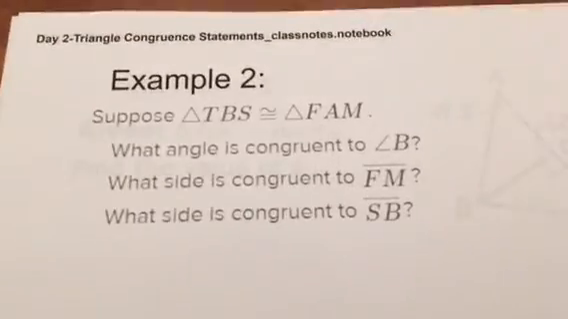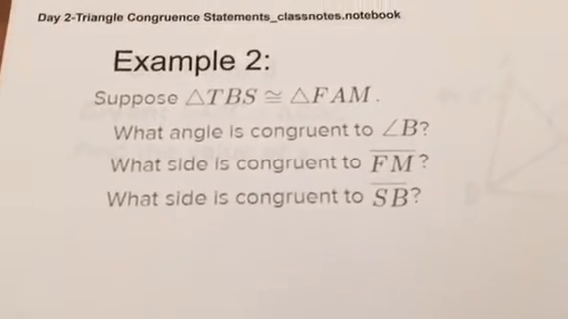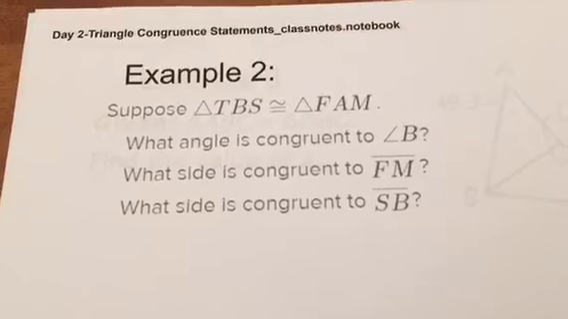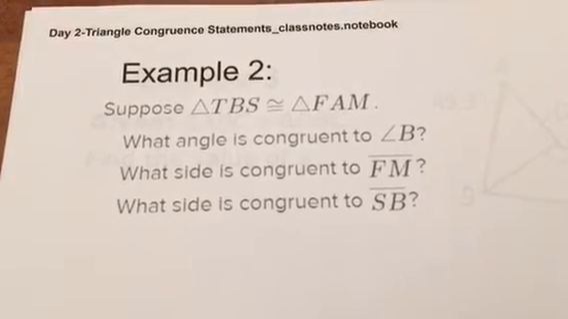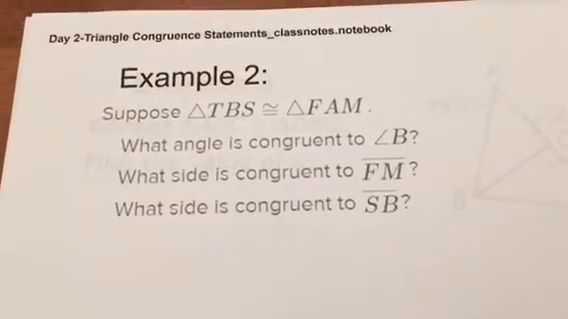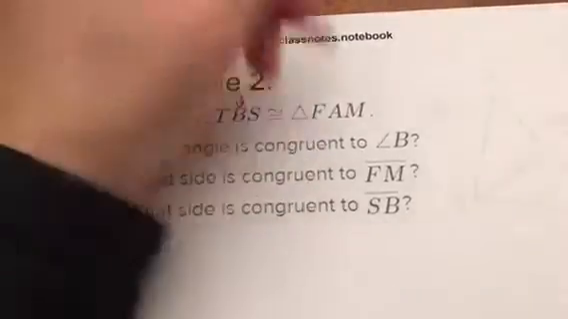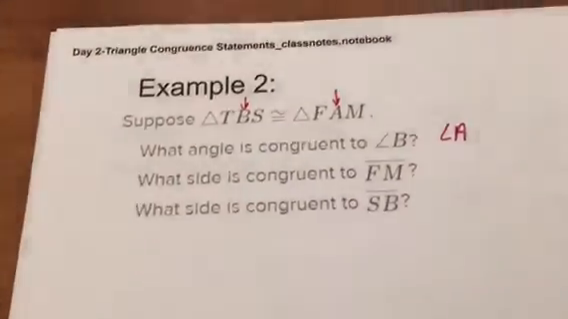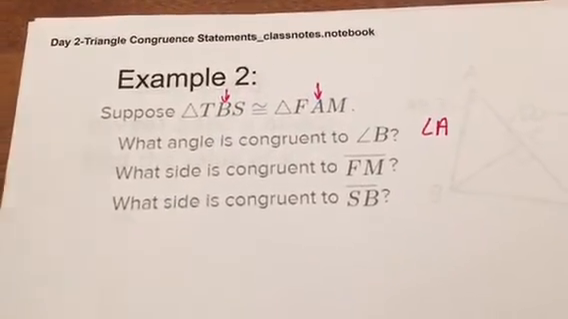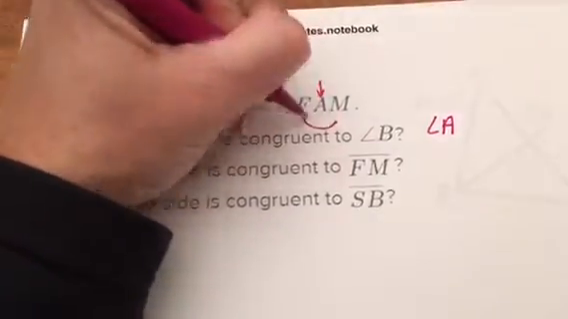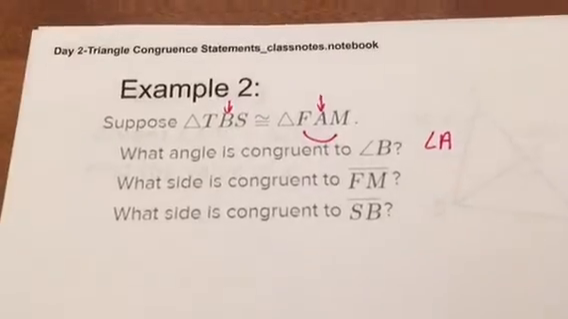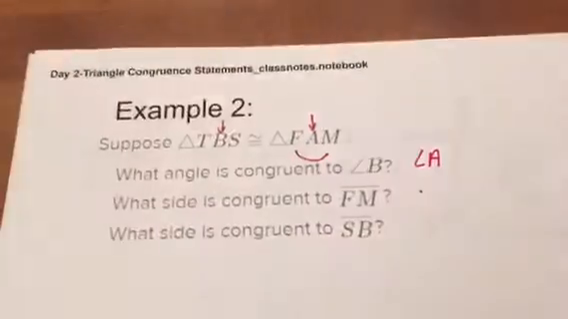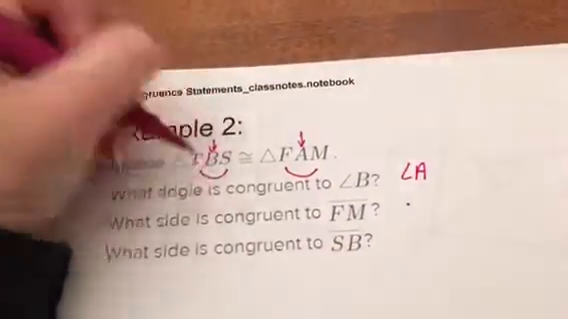Okay, so here we have example 2. Suppose that triangle TBS is congruent to triangle FAM. What angle is congruent to angle B? Well, B is in the second spot, so it has to be angle A. What side is congruent to side FM? Well, FM has the outside letters, so it has to be congruent to TS.